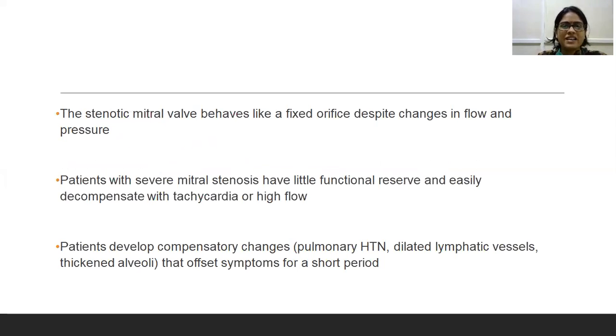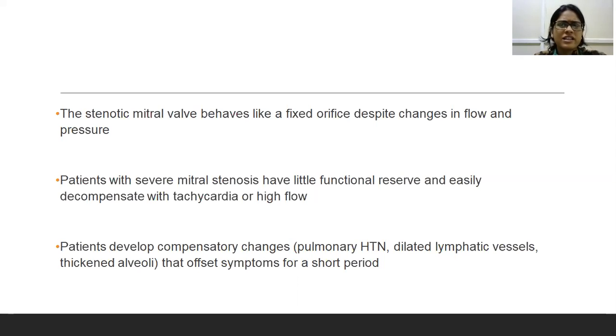The stenotic mitral valve behaves like a fixed orifice in spite of changes in the pressure in the left atrium, in spite of changes in flow and pressure. Patients with severe mitral stenosis have little functional reserve. So even a small decompensation will result in the patient developing symptoms like breathlessness and going into decompensation. They easily decompensate as a result of tachycardia or conditions causing high flow across the mitral valve.